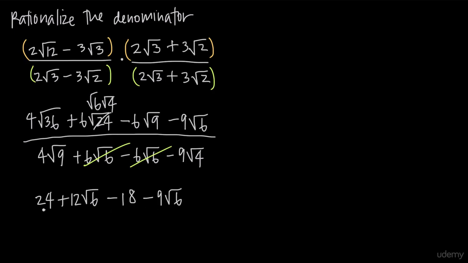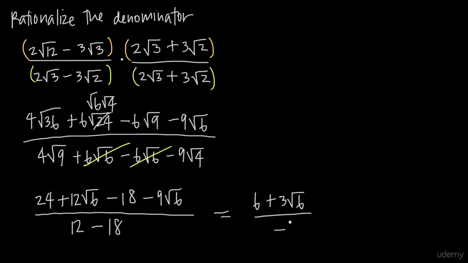And then in our denominator, we have 4 times the square root of 9, or 4 times 3, which is 12, and then 9 times the square root of 4, or 9 times 2, which is 18, so we get minus 18. When we simplify the numerator, we'll combine our whole numbers, so 24 minus 18 is going to be 6, and then 12 root 6 minus 9 root 6 leaves us with just 3 times root 6. In the denominator, we get 12 minus 18, which is going to be a negative 6.